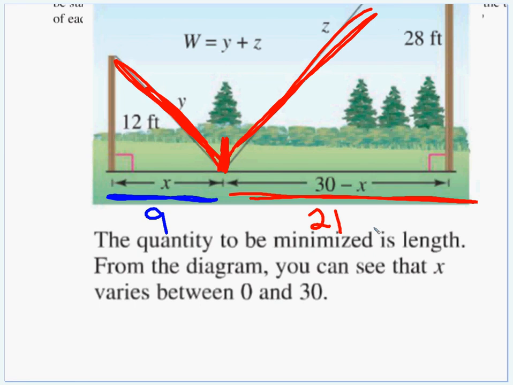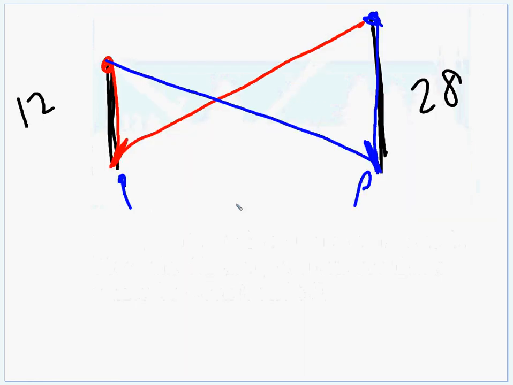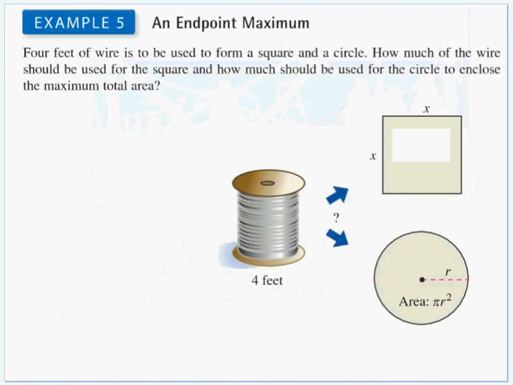All right, example 4 was a doozy. What's next? Example 5. Makes sense. Oops. There we go. Now here they spoil the surprise. It says an endpoint max. We can find our sweet spots at the endpoints.